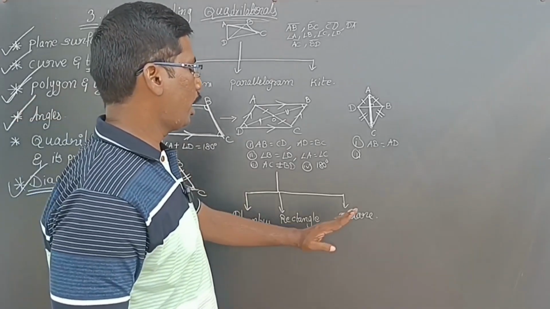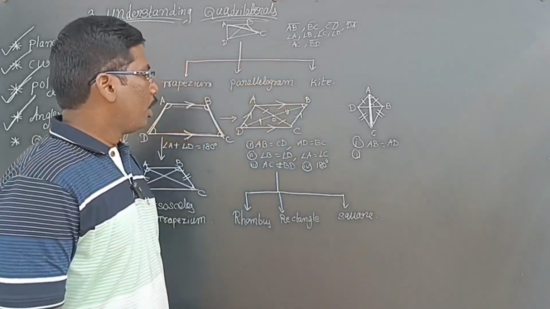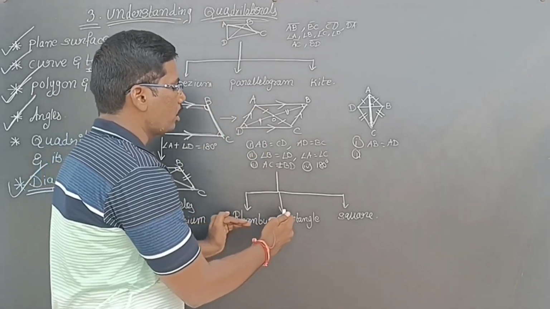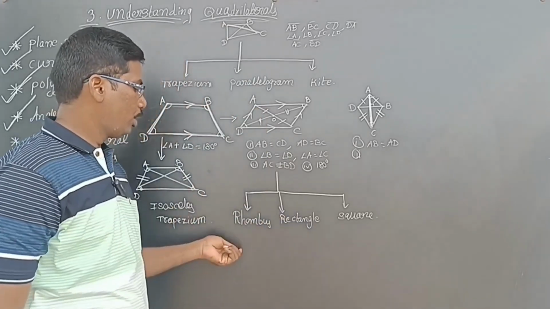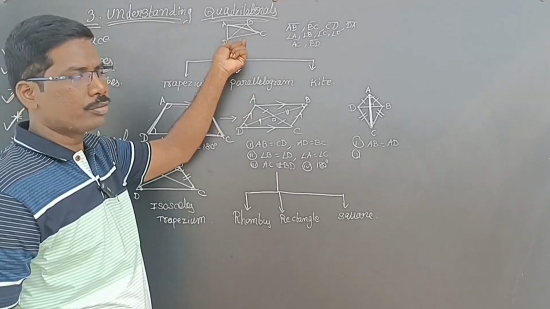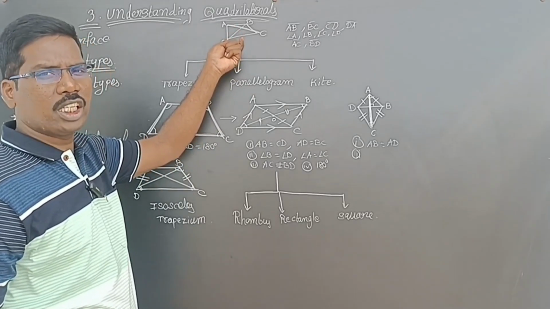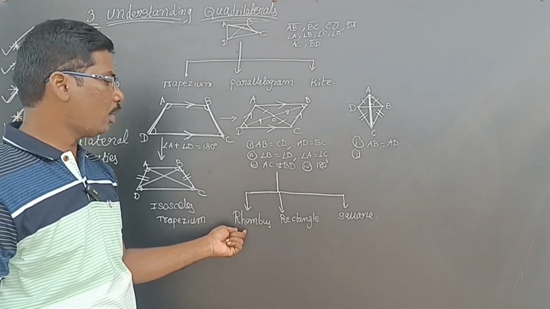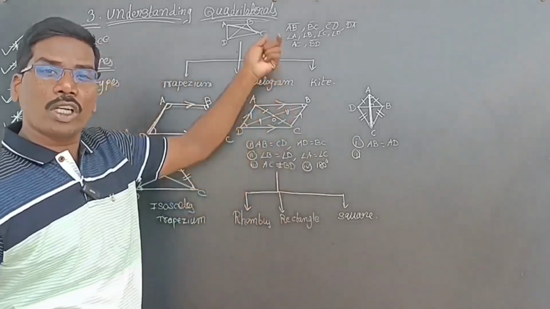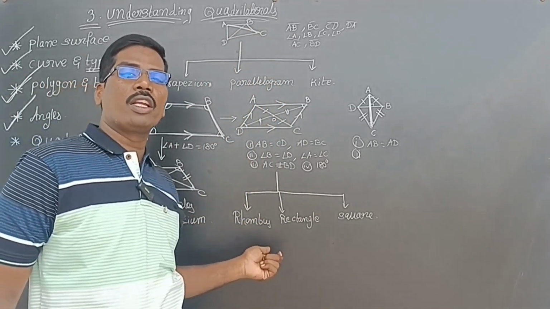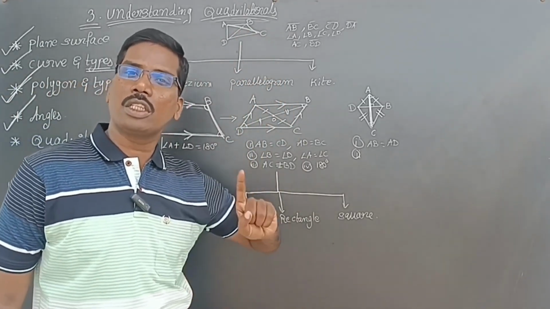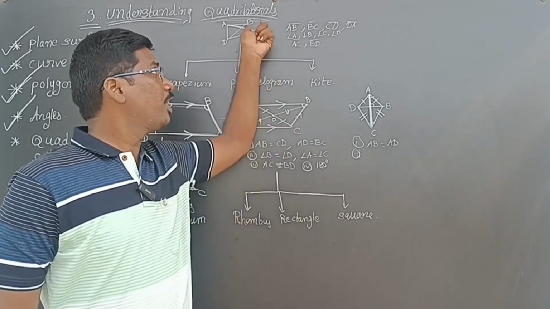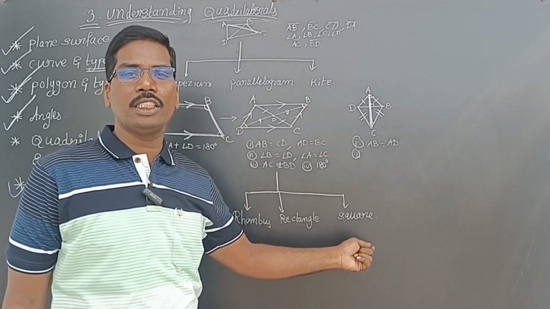Now coming to rhombus, rectangle, square. From quadrilateral we get parallelogram. From parallelogram we get rhombus, rectangle, square. First of all, using quadrilateral, a quadrilateral in which all sides are equal is called a rhombus. All sides equal means a square also? Then a quadrilateral in which all sides are equal but all angles are not equal is called a rhombus. A quadrilateral in which all sides are equal and all angles are equal is a square.